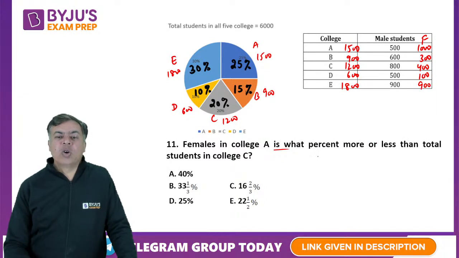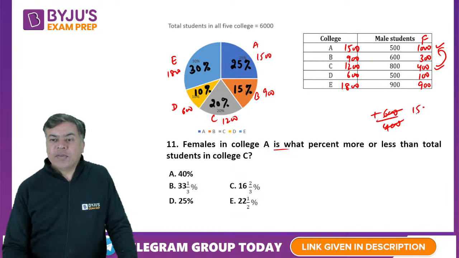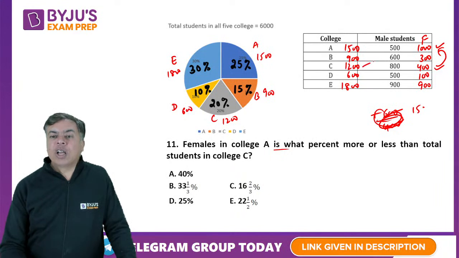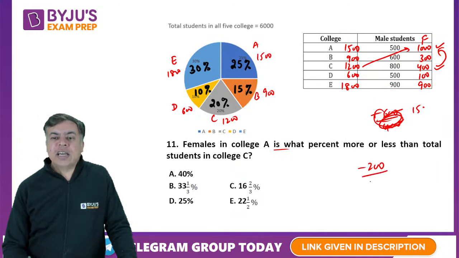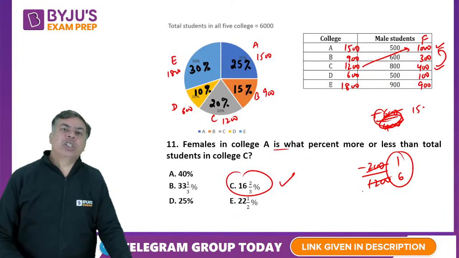He is asking females in college A is what percent more or less than C. So 400, it is 600 more than 400, that is 150%. Okay, wait a minute, total of C. Sorry. It is 1,000, and the total of C is 1200, so it is 200 less, which is 1 by 6, that is 16 2 by 3%. C option should be the correct answer.